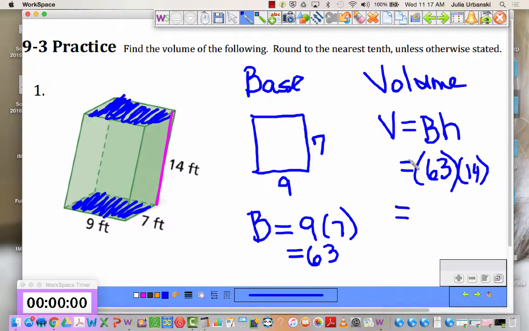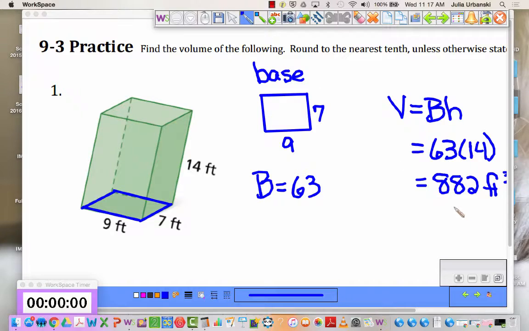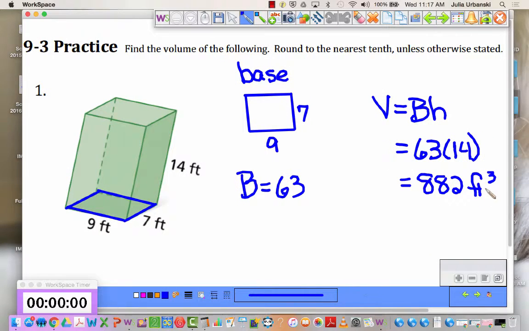800 something? 882 feet to the third. Volume is for three-dimensional. You're filling it up in 3 dimensions, so you have to use a little 3.